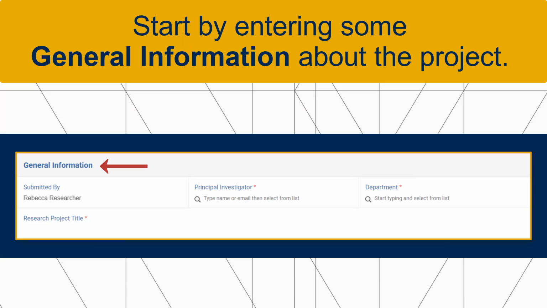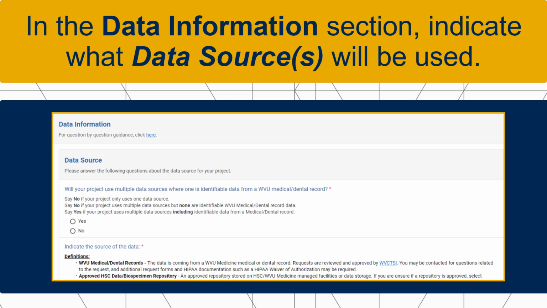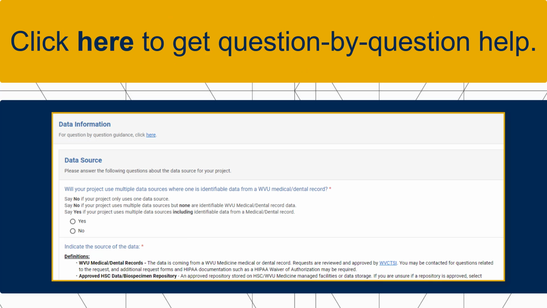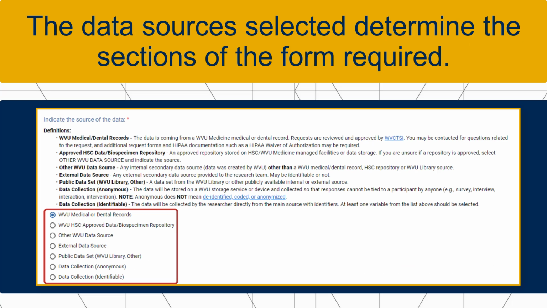Start by entering some general information about the project, including the department, the PI, and the title of the project. In the Data Information section, indicate whether there will be multiple data sources and if they will include WVU medical or dental records, and what sources will be used. You can click the Here link to find guidance about each question on this form if you need help. The sources of data you select will determine which sections of the form you will be required to complete.